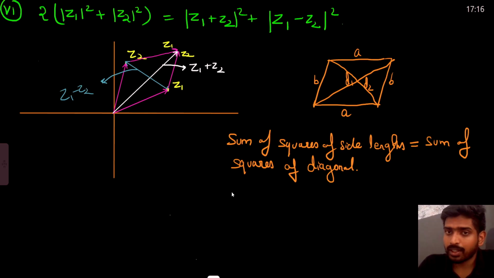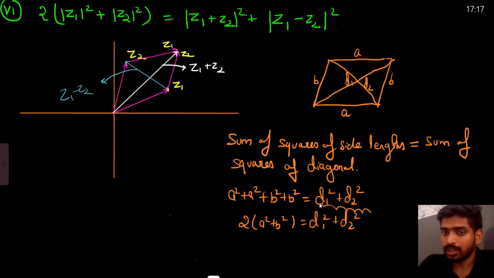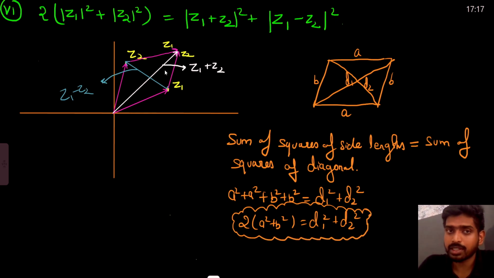Meaning a square plus a square, since this side length is a, this is a, this is b, this is b, plus b square plus b square is equal to d1 square plus d2 square, the diagonal squares, right? So from here we get 2 times a square plus b square is equal to d1 square plus d2 square. This is a property of a parallelogram. So this property we will use in this parallelogram.